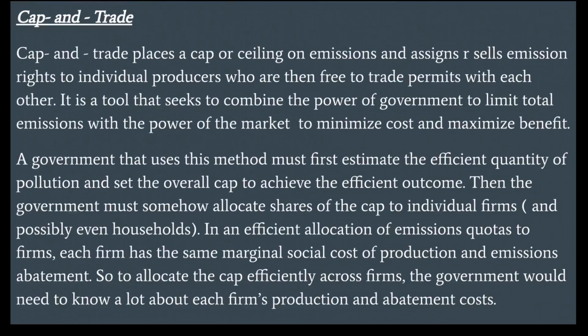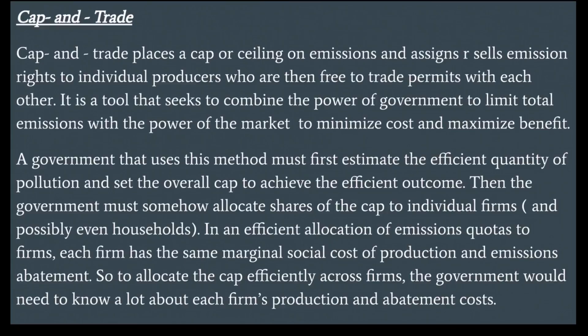Cap and trade. Cap and trade places a cap or ceiling on emissions and assigns and sells emission rights to individual producers who are then free to trade permits with each other. It is a tool that seeks to combine the power of government to limit total emissions with the power of the market to minimize cost and maximize benefit. A government that uses this method must first estimate the efficient quantity of pollution and set the overall cap to achieve the efficient outcome. Then the government must somehow allocate shares of the cap to individual firms and possibly even households.